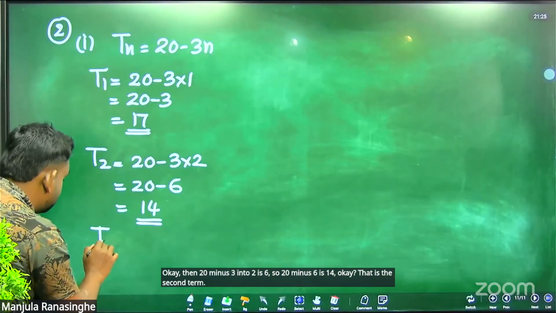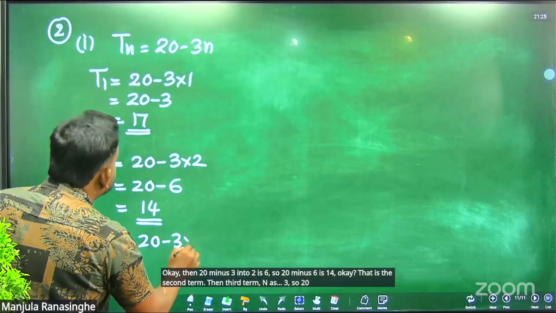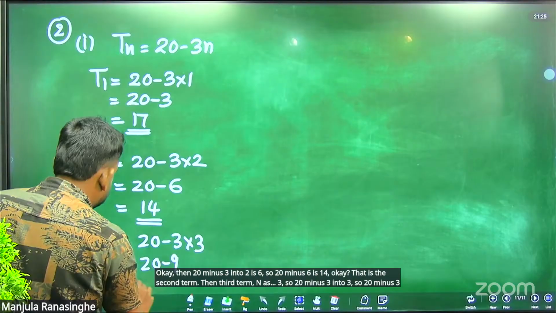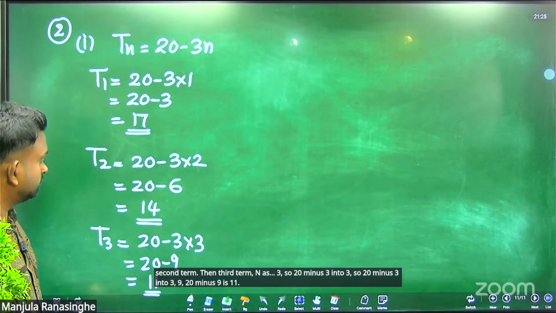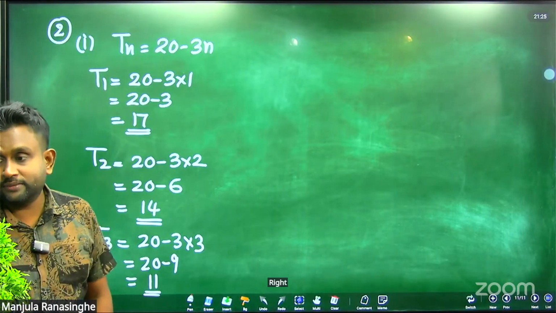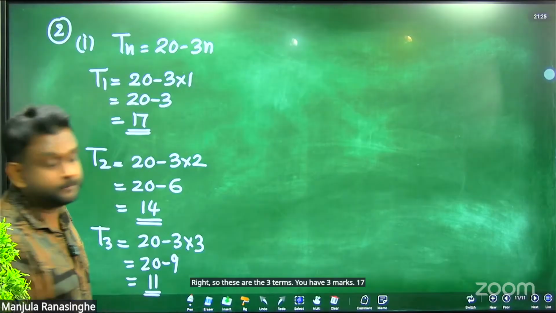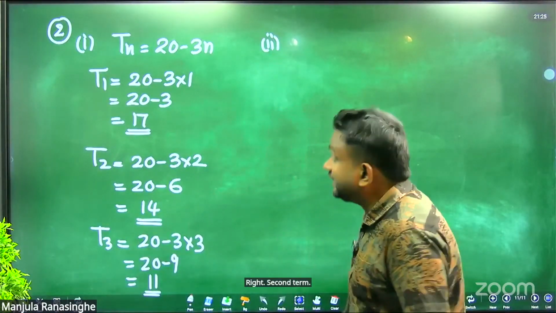Then the third term, n as 3. So 20 minus 3 into 3. 3 into 3 is 9. 20 minus 9 is 11. Right, so these are the three terms. You get 3 marks. 17, 14, 11. Right. Second part: they ask for the 10th term.